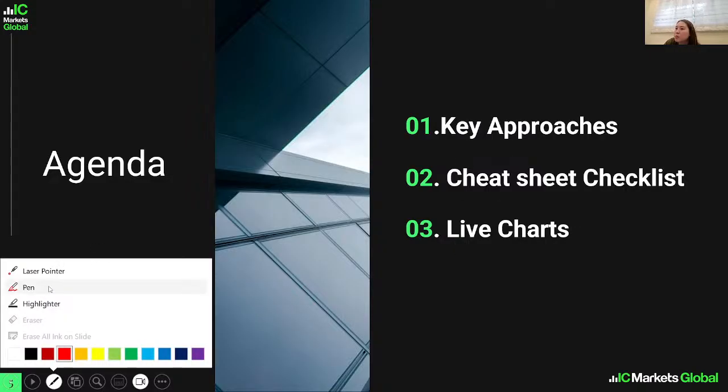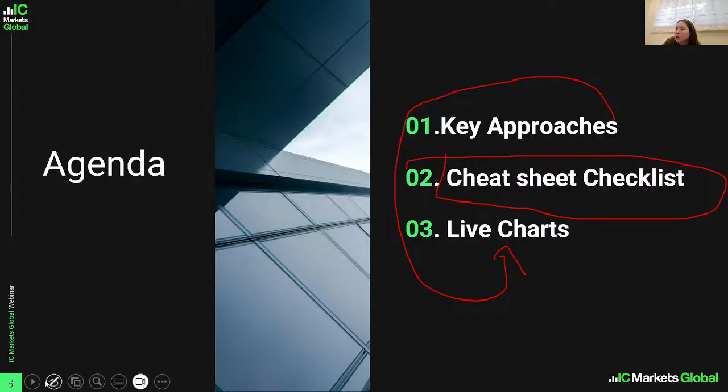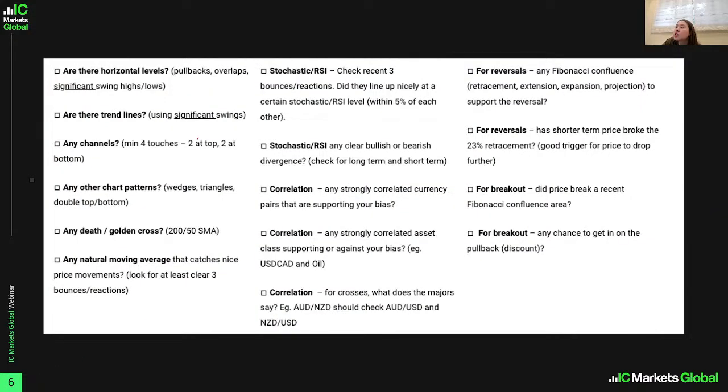Okay, so our agenda for today is to go through the cheat sheet checklist. This is the most important part of this entire webinar: to apply whatever is on the cheat sheet checklist onto the charts so that I can come up with the analysis. I'm basically showing you how I would do it. It is not the same technique that every trader would use, but this is what I've been using, and this is what has been getting me high probability setups and has been helping me become profitable. On top of that, we're going to look at key approaches when we go onto the live charts. Okay, let's move on. So this is the cheat sheet checklist that I'm talking about. If you don't already have a copy, you guys can take a screenshot right now.